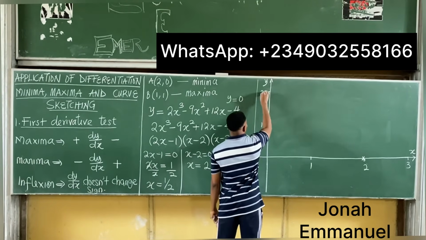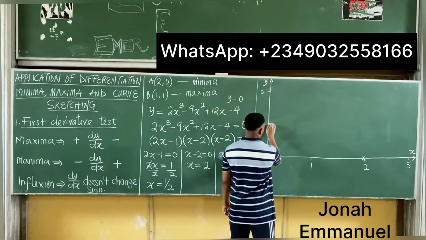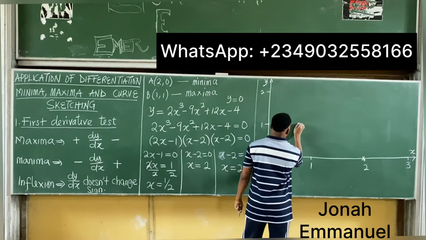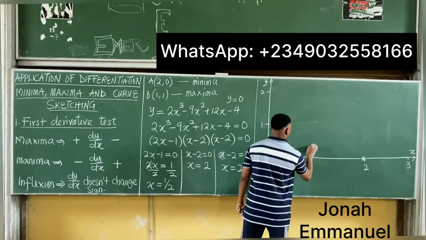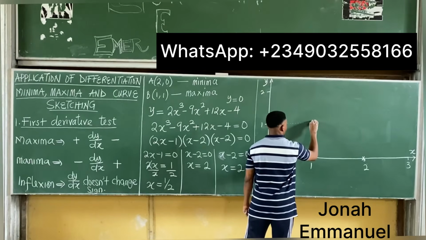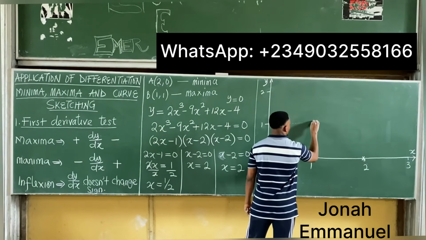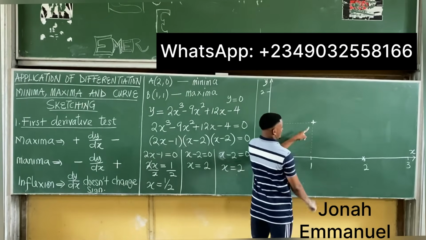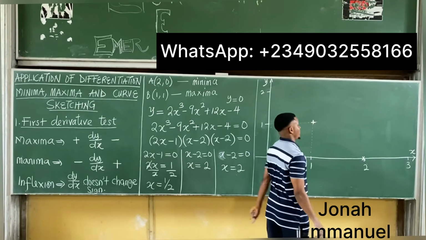Let's call this 2. So when x is 1, y is 1. This is y being 1. This is x being 1. They meet at this point. So here becomes my maxima. Here becomes my minima. All right.